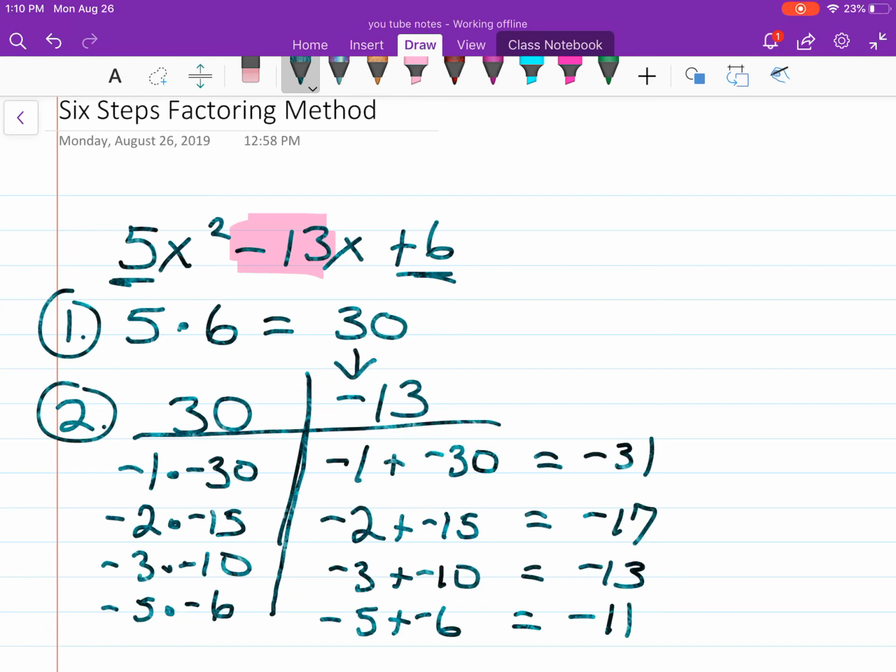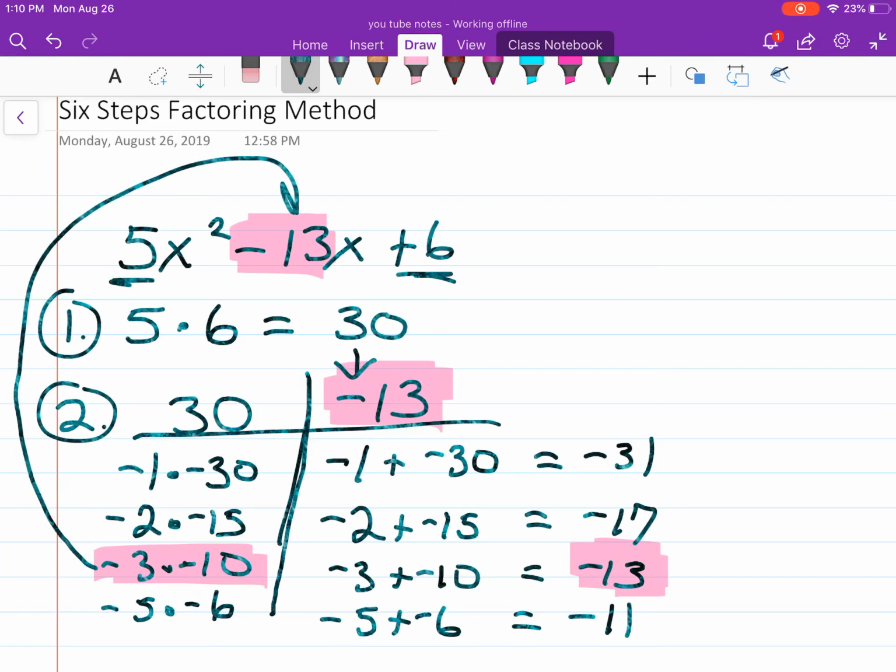What am I looking for? I am looking for negative 13. And there it is. So what were my two factors? Negative 3 and negative 10. Now I'm going to go back up here and I'm going to replace the 13 with the negative 10 and the negative 3.